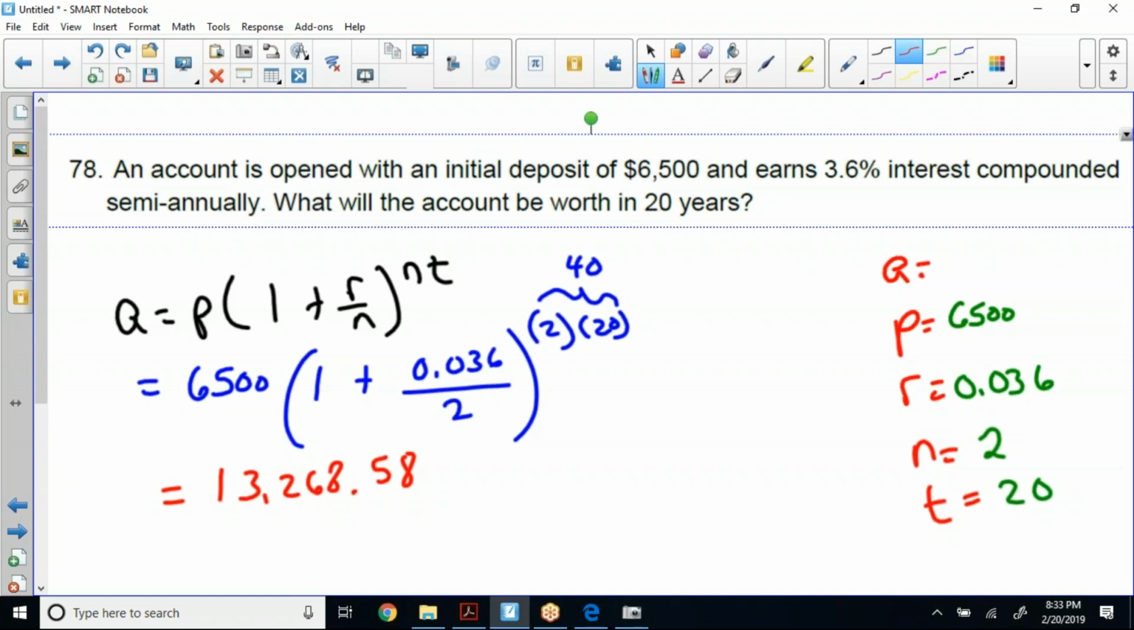Yeah, that's one of the numbers I came up with, 2.0413. That's what I multiplied 6,500 by. When you do this, 0.036 divided by 2, hit enter, add 1, hit enter, raise to the 40th power, hit enter, times 6,500, hit enter, you always come out with a correct answer. Do not try to round these off and plug stuff back in, because you're introducing error.